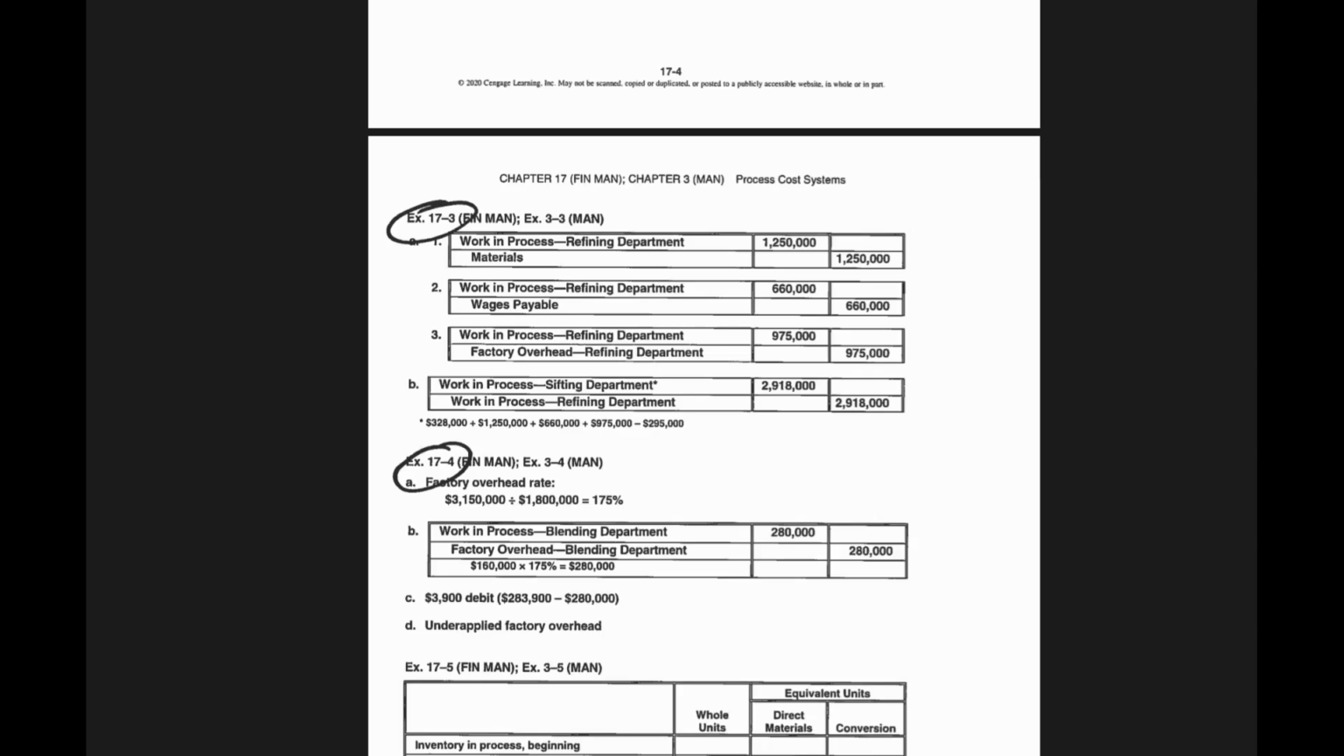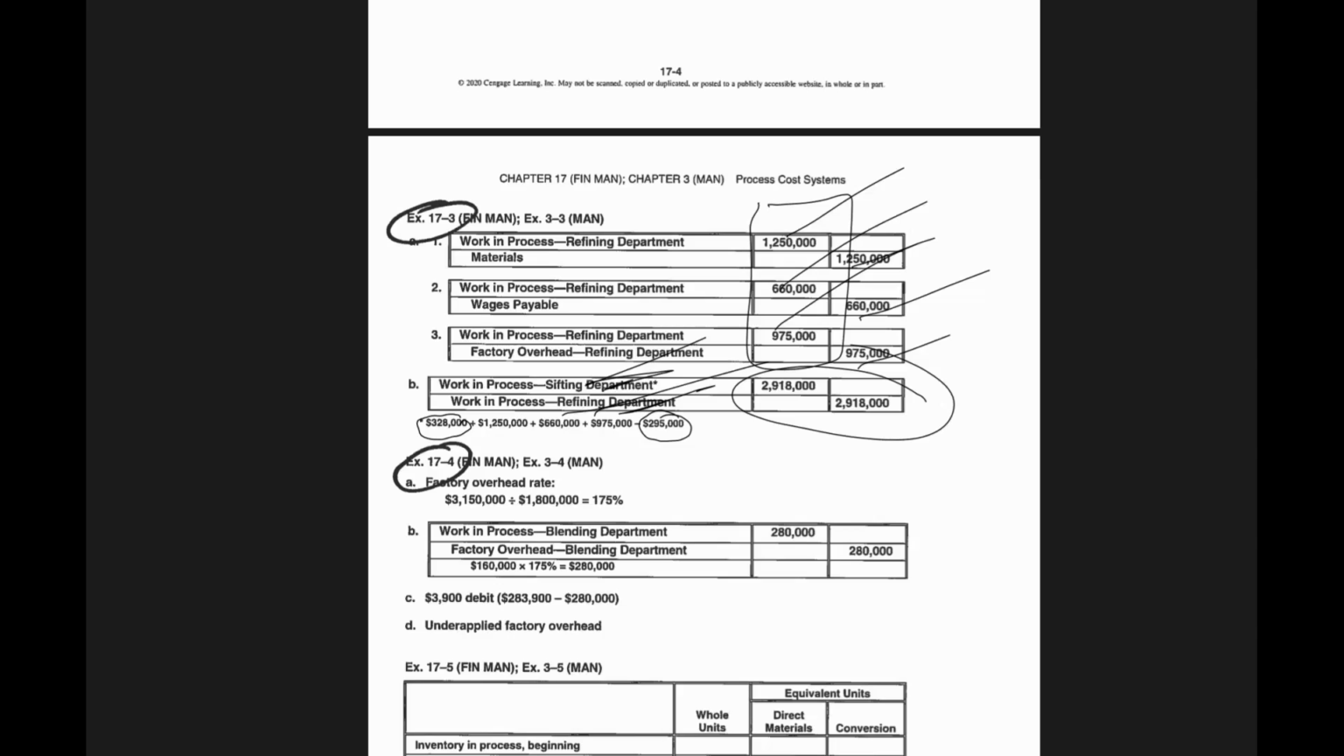So here we go, putting materials into this refining WIP, some direct labor into the refining, some overhead into the refining WIP account, and then it says do the journal entry showing it going from refining to sifting. Well, we had this for a beginning balance. This is what was added to it. They tell us that this is the ending balance, so that means what's left in there is the amount that was transferred from refining to sifting.